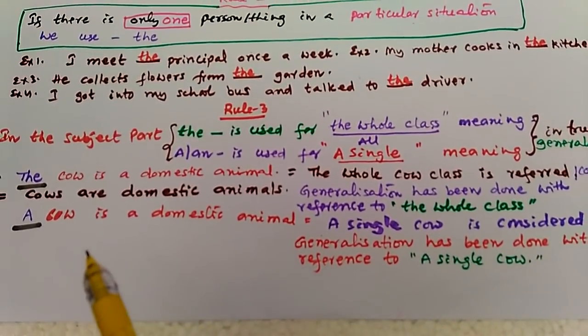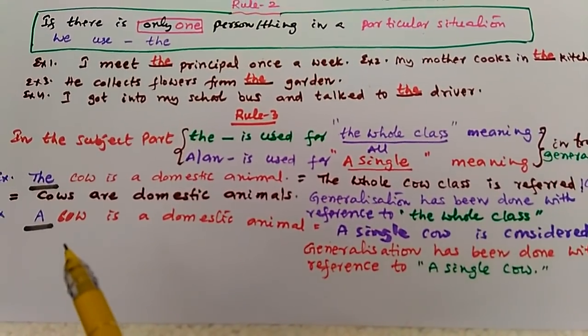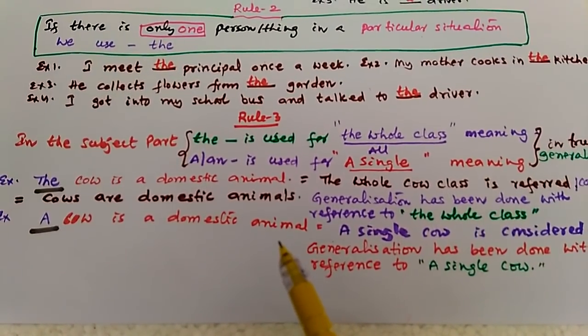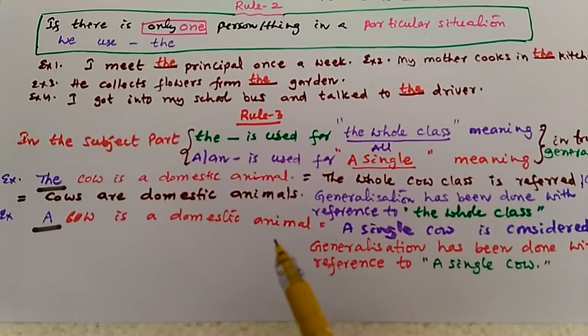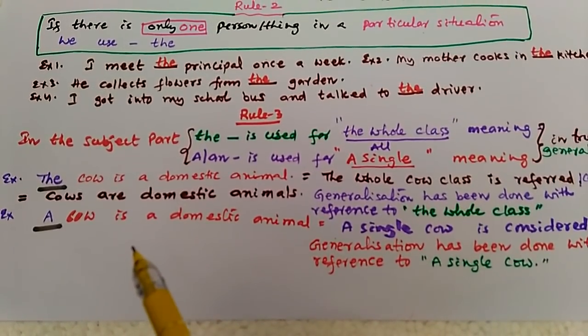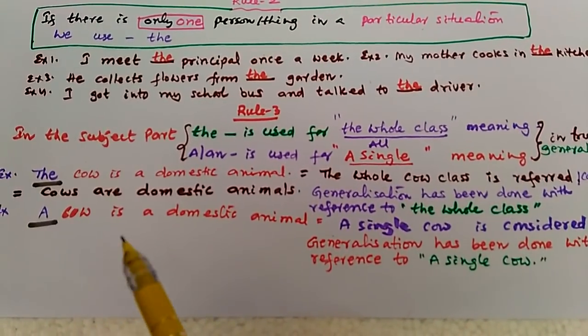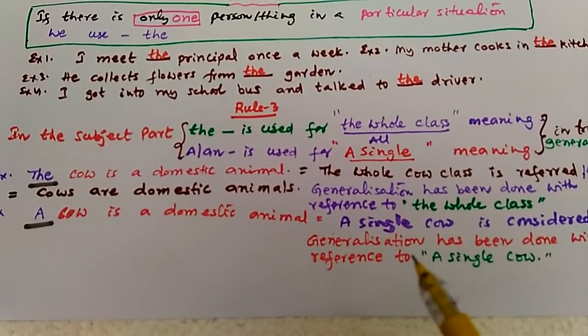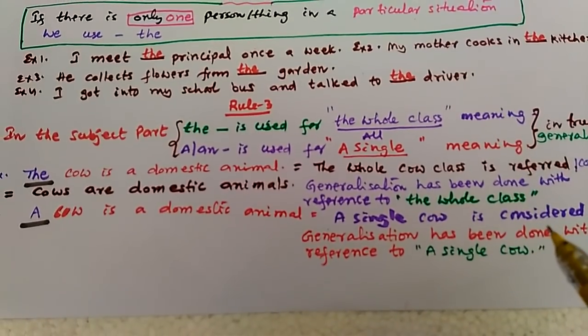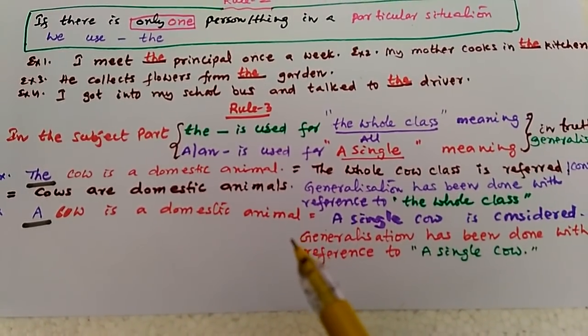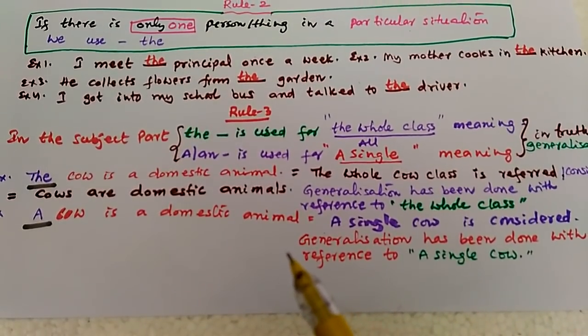On the contrary, if we write a cow is a domestic animal, that means here we attempt to generalize the things from a single cow point of view. So here when we write a cow is a domestic animal, a single cow is considered, and we try to generalize the statement from a single cow point of view.